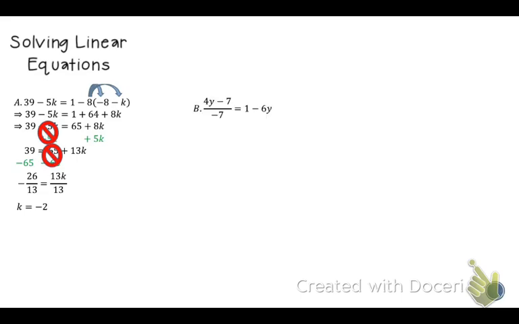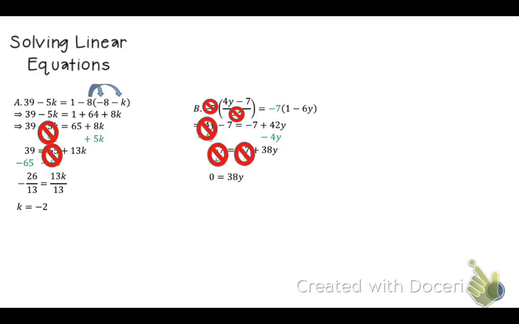So this one, we have (4y minus 7) over negative 7 equals 1 minus 6y. We're going to multiply both sides by negative 7, because those negative 7's cancel. So you're left with 4y minus 7. On the right, you're left with negative 7 plus 42y. Now move that 4y over, and you get negative 7 equals negative 7 plus 38y. Add the 7, and you get 0 equals 38y. Divide by 38, and you get y equals 0.